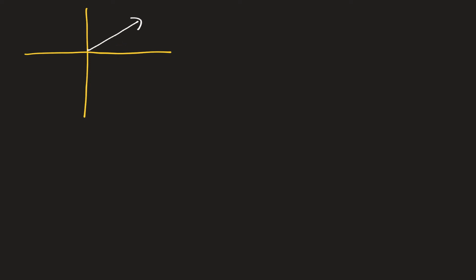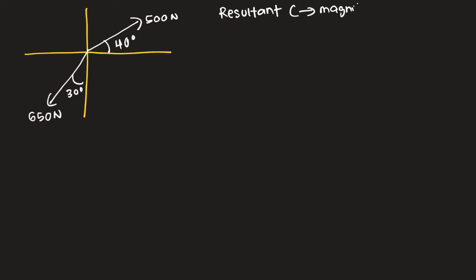You have this one, which is 500 Newton with an angle of 40 degrees, and then you have this one, 30 degrees with 650 Newton. The question asks you to find the resultant. Please take note, when the question states resultant, it means that you need to find the magnitude and direction.